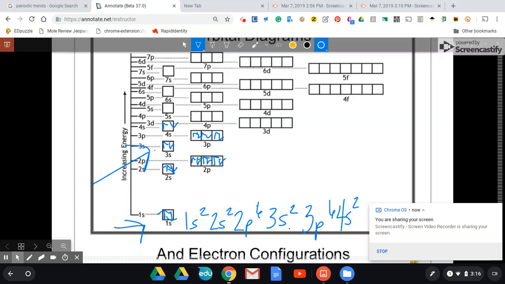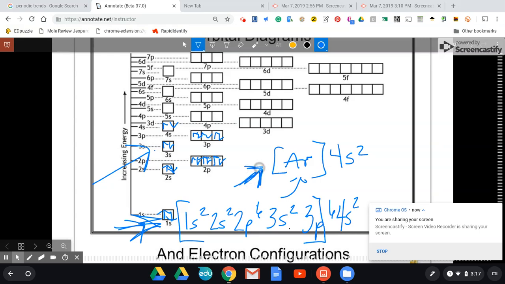Now, let's say I wanted you to do an abbreviated configuration. Well, an abbreviated configuration is you find the noble gas that comes before calcium, and that would be argon. So then I would just say argon, AR, meaning that calcium has everything argon has, because if you look, argon is this, okay? So all I'm doing is substituting in AR, and then I write what I have left, which is 4s2. So when you hear me say full electron configuration, I'm talking about this. When you hear me say abbreviated or noble gas, I'm talking about this one.